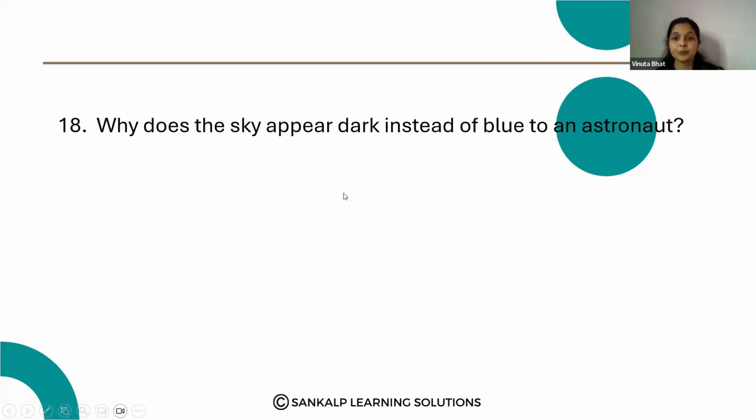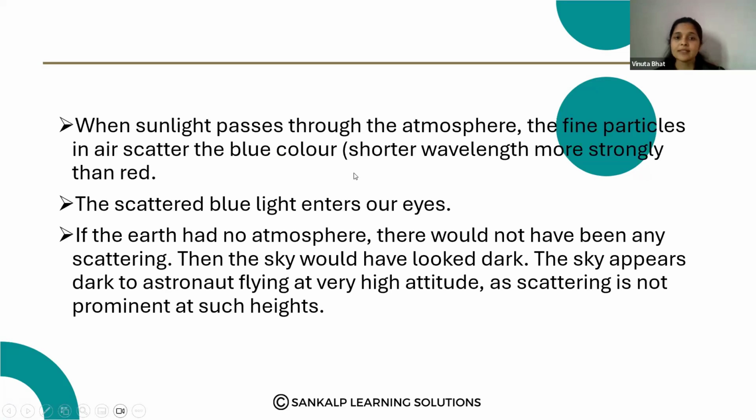Why does the sky appear dark instead of blue to an astronaut? So we know the reason for this question. When the sunlight passes through the atmosphere, the fine particles scatter the blue color, where the shorter wavelength, more strongly than the red. The scattered blue light enters our eyes, and so it looks blue in color.